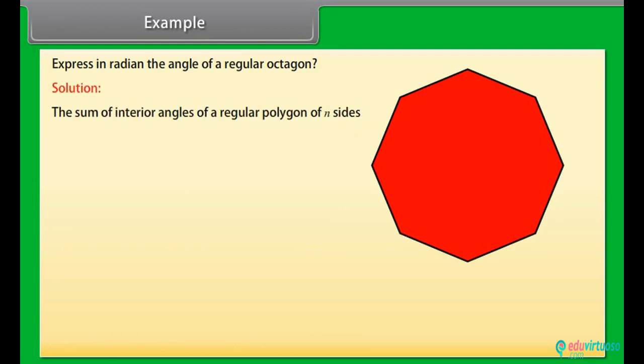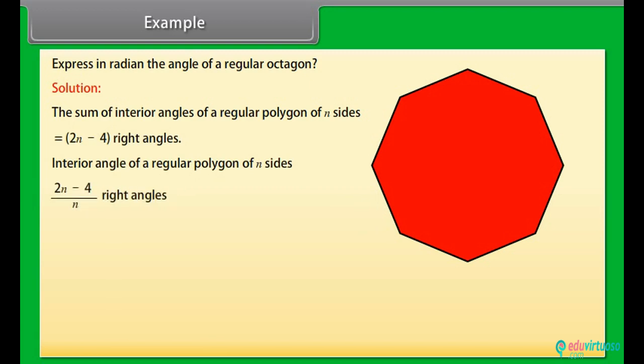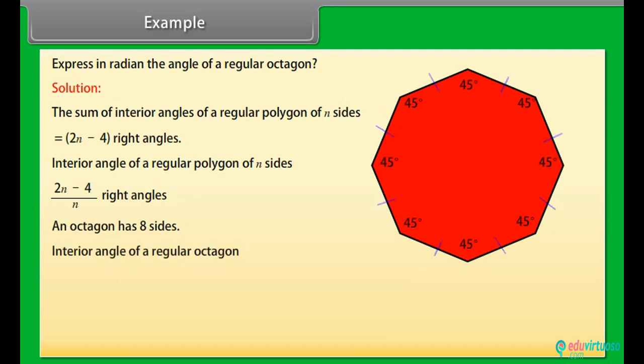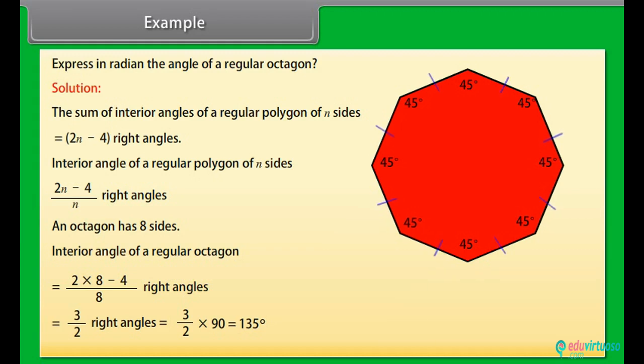Example. Express in radian the angle of a regular octagon. Solution. The sum of interior angles of a regular polygon of n sides is equal to 2n minus 4 right angles. Interior angle of a regular polygon of n sides is (2n minus 4) by n right angles. An octagon has 8 sides. Interior angle of a regular octagon is equal to (2 into 8 minus 4) whole upon 8 right angles, 3/2 right angles, which is equal to 3/2 into 90, equal to 135 degrees. 180 degrees is equal to pi radian. 135 degrees is equal to pi by 180 into 135 radian, which is equal to 3 pi by 4 radian.